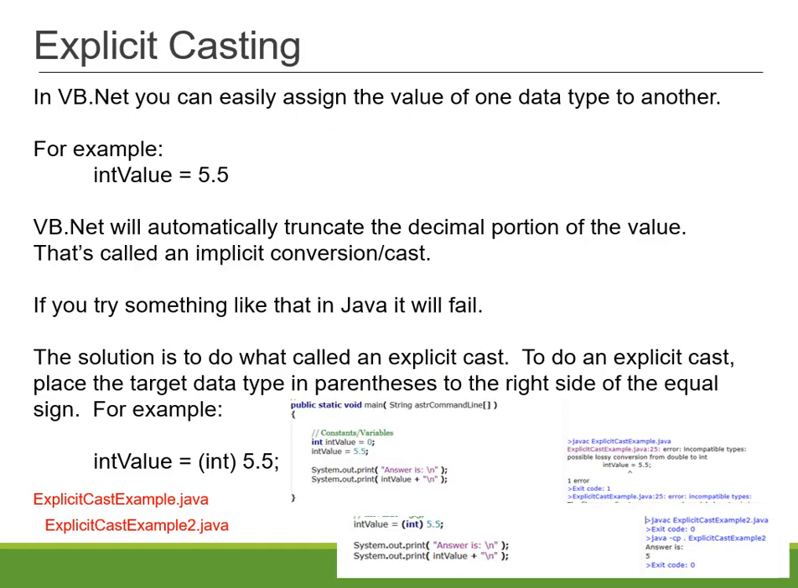You cannot do implicit casting in Java like you do in VB.NET. You must do an explicit cast. In order to do this, you must place the target data type in parentheses to the right side of the equal sign, as shown here.